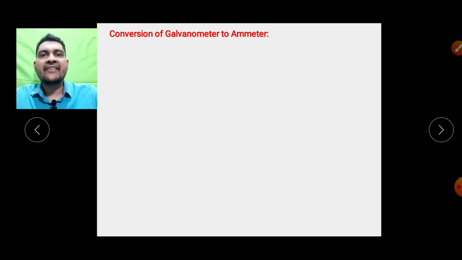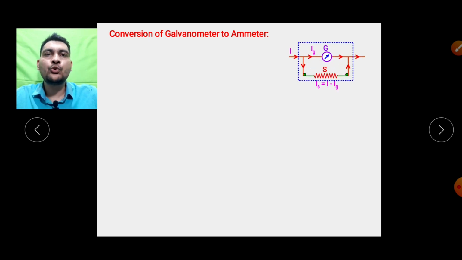You have a galvanometer, you have a very small resistance, and you simply connect that very small resistance in parallel with the galvanometer, and it gets converted into an ammeter. So to convert a galvanometer into an ammeter, you connect a very small resistance, also known as shunt resistance, in parallel with the galvanometer. Then the combination can be used as an ammeter, for measuring the value of current.